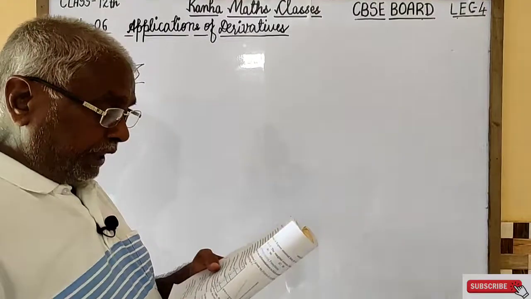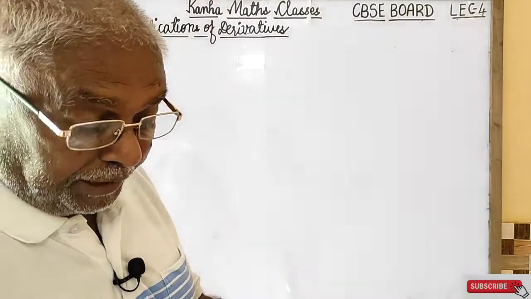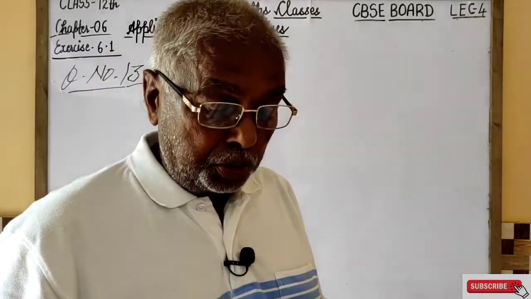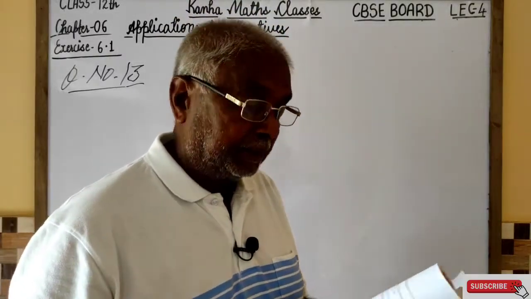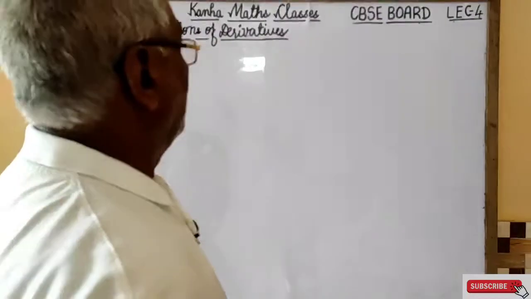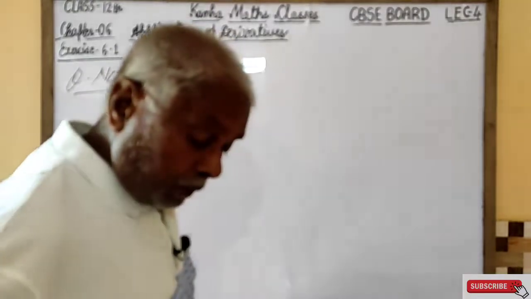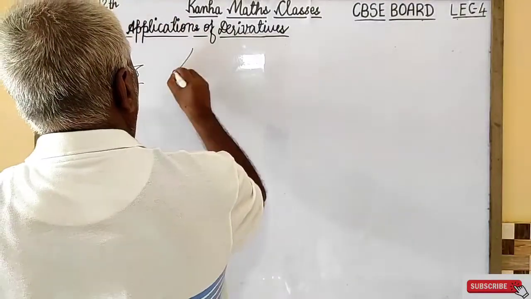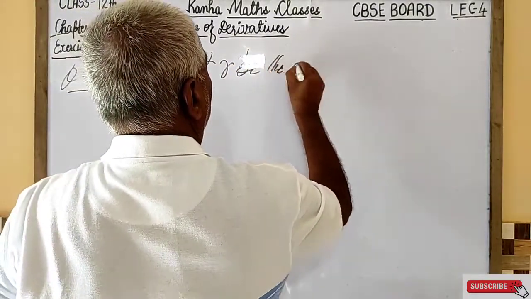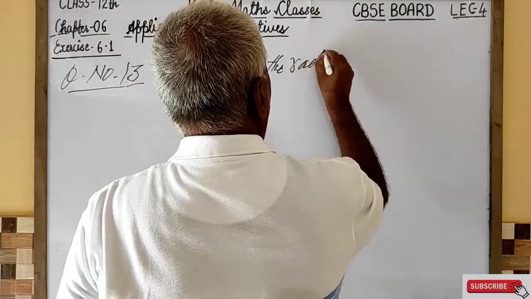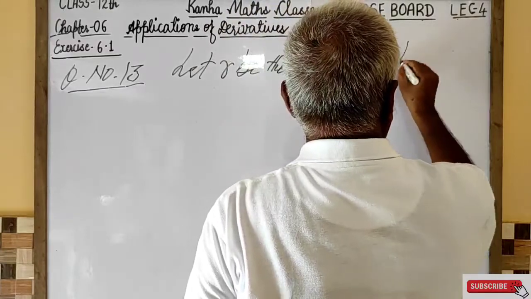In question number 13, a balloon which always remains spherical has a variable diameter 3 by 2 (2x plus 1). Find the rate of change of its volume with respect to x. The balloon has a variable diameter. Let r be the radius of the balloon.